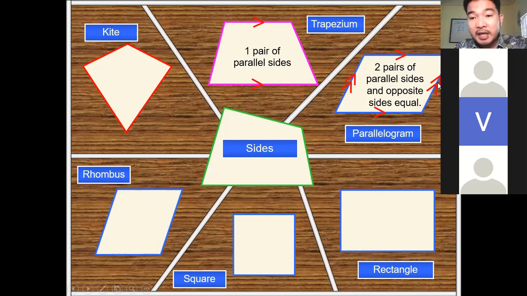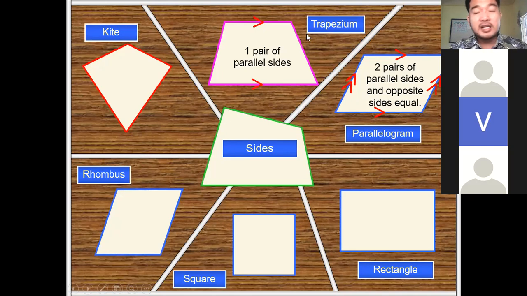And then the next pair ay yung nasa side niya, yung dalawang nasa gilid, hindi lang sila parallel, but they are also equal. Meaning, kung ito ay 10 inches, then the side here is also 10 inches. So kung ito ay 7 inches, then this is also 7 inches. So that's the difference, ha?